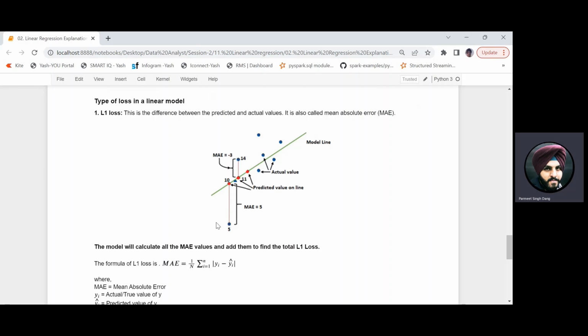So what I will do is I will sum all these values and divide by the number of observations. But at this point in time, we are not worrying about this formula. In the next session, I will show you how to calculate all these things.